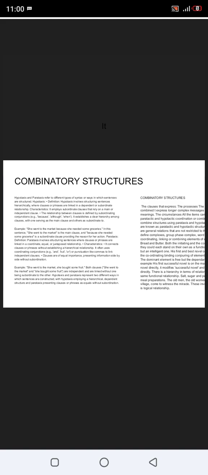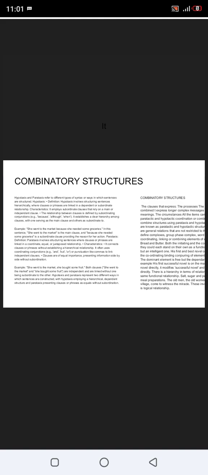or independent clause. The relationship between clauses is defined by subordinating conjunctions, for example, because, although, when, and it establishes a clear hierarchy among clauses, with one serving as the main clause and others as the subordinate. So here we have two things, the main clause and the subordinate. For instance, she went to the market because she needed some groceries. In this sentence, there is the main clause and the subordinate. The main being she went to the market, and the subordinate being because she needed some groceries.